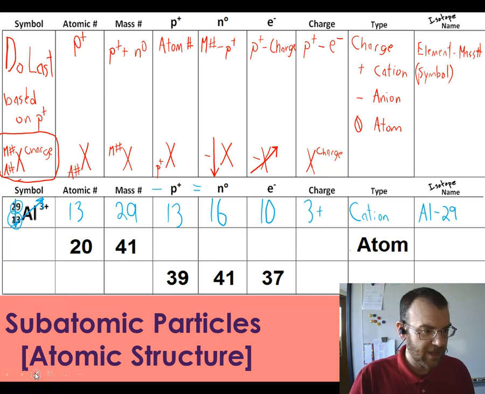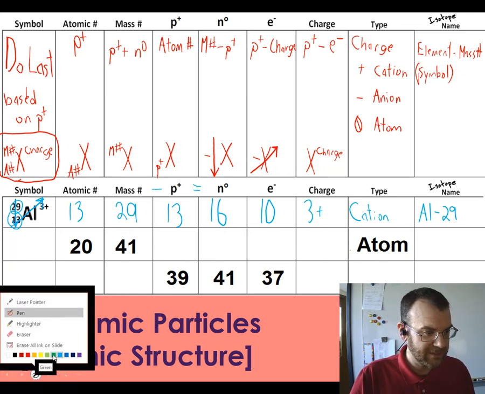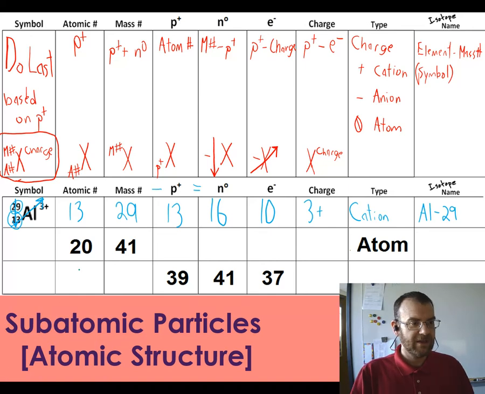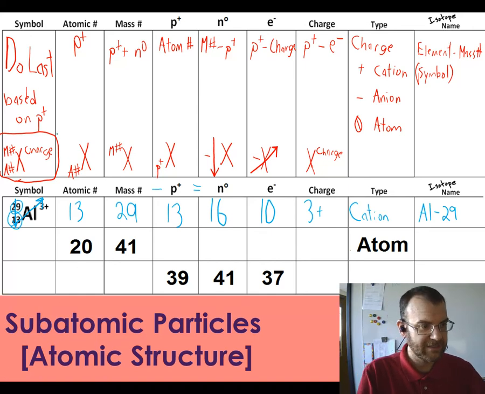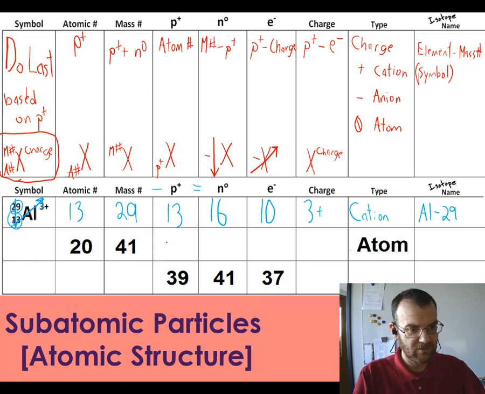Now when you do not have the symbol, it does get a little trickier. You want to do the symbol last, so we are going to totally avoid this spot here and just go right to our first blank. Our first blank is protons, and that's easy because it's the same as the atomic number. Neutrons is still mass number minus protons, so 41 minus 20 is going to be 21.